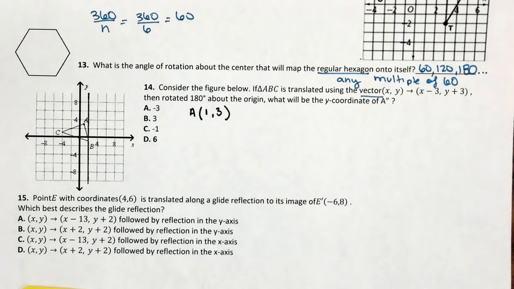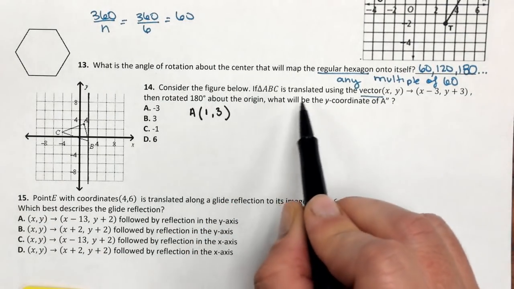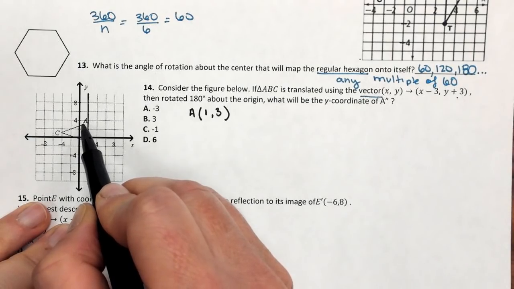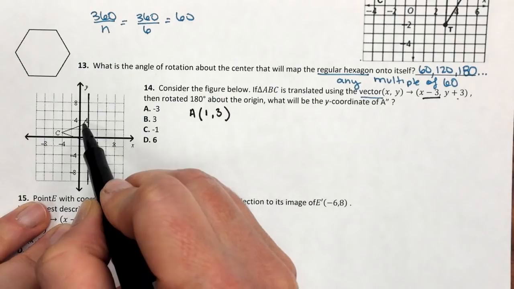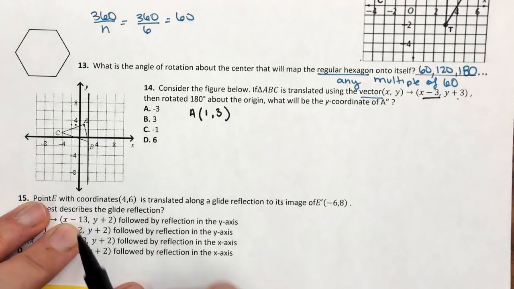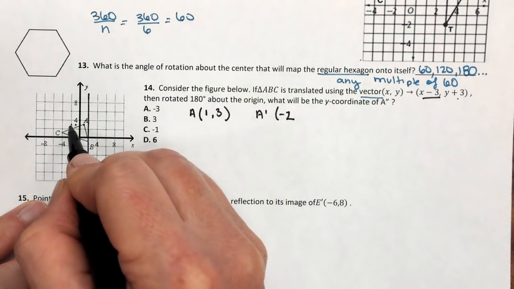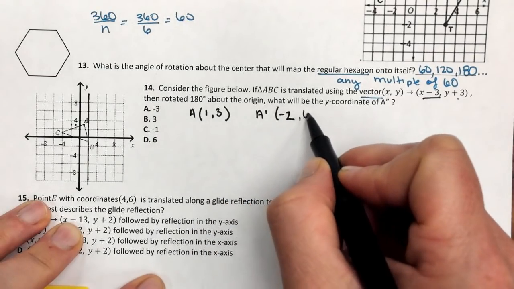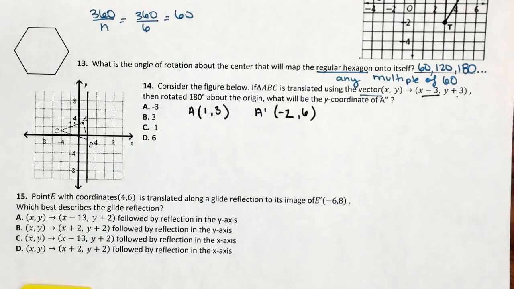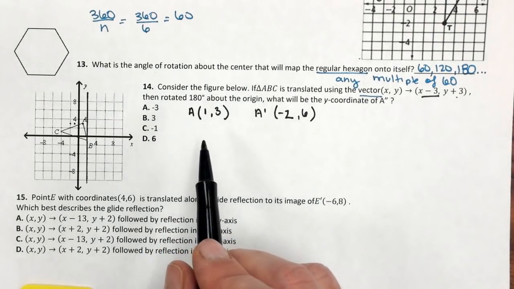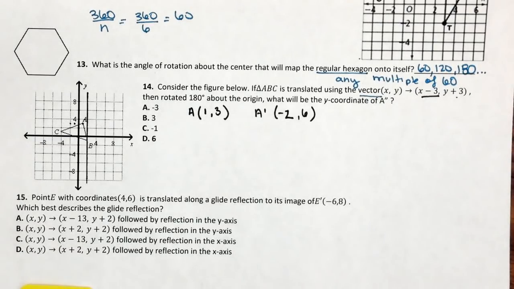All right. So here we go. What we need to do first, ABC is translated using the vector and then rotated. So we have our translation first and then a rotation. We're starting here and we need to go left 3. So I'm going to subtract 3: 1, 2, 3. That puts us on negative 2. So A prime is at negative 2, and then I have to add 3. So 3 plus 3 is 6. So I was at 1, 3, and then I ended up at negative 2, 6. Again, I translated my point.